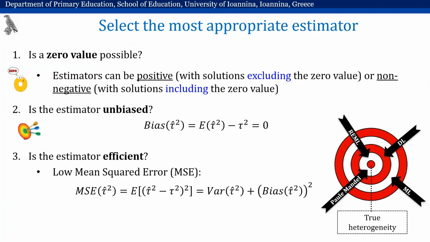Now, to select the most appropriate method, we need to assess the properties of these identified methods. First, we need to consider whether an estimator can include the 0 value. So we have methods that can be categorized as positive and methods that can be categorized as non-negative. Then ideally we would like an unbiased estimator or an estimator with a very small negligible bias, and then we would also like to have a small mean squared error accounting for both bias and variability in the tau square and the heterogeneity. And when we have a small mean squared error, then we have an efficient estimator.